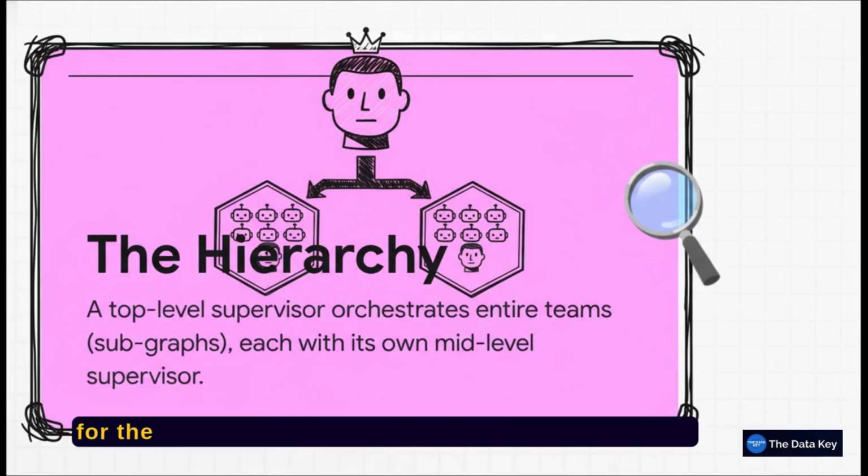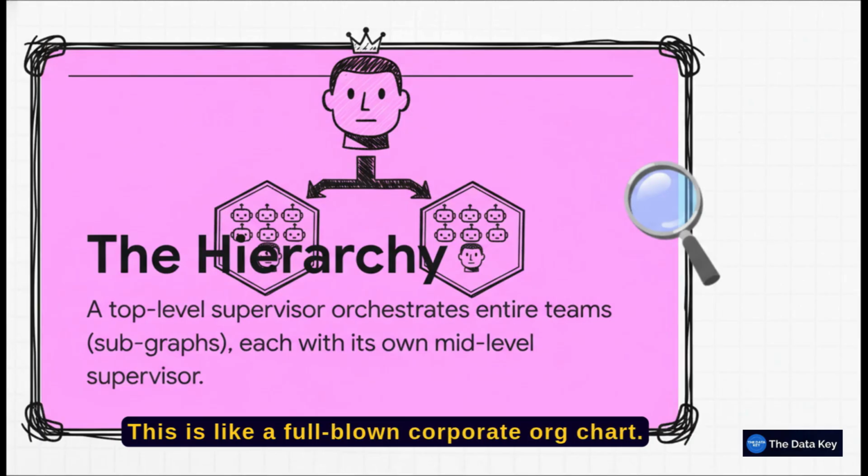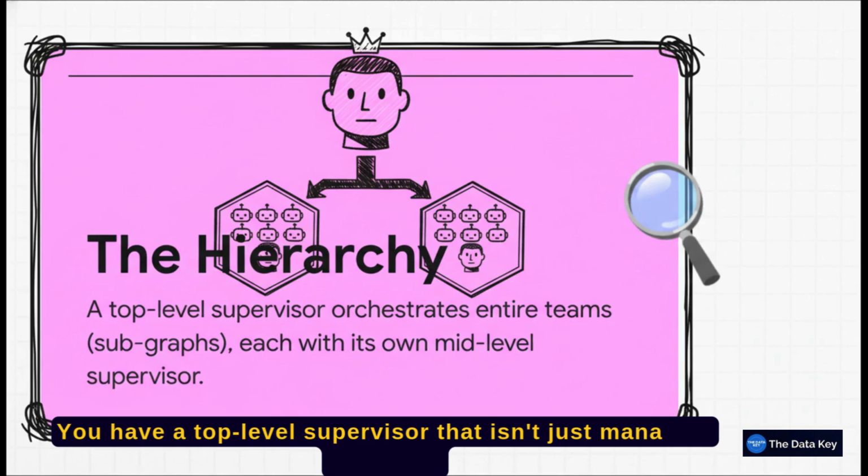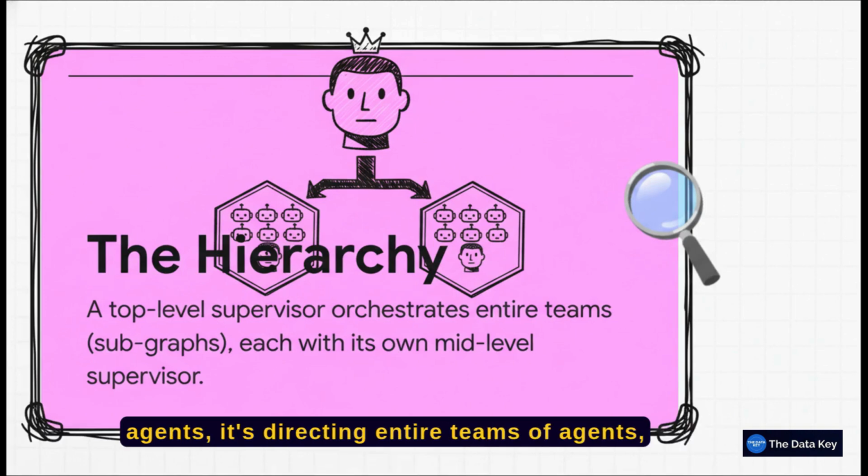And finally, for the really, really huge jobs, there's the hierarchy. This is like a full-blown corporate org chart. You have a top-level supervisor that isn't just managing individual agents, it's directing entire teams of agents, and each of those teams has its own manager.